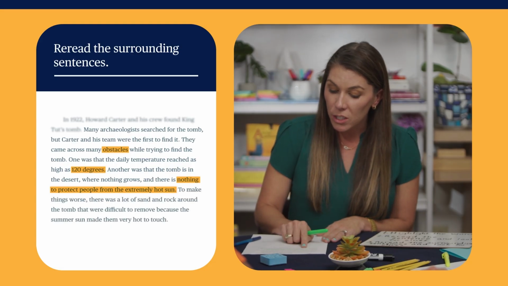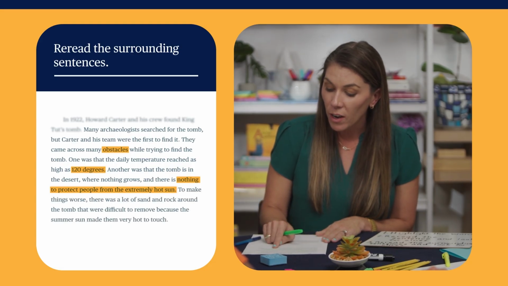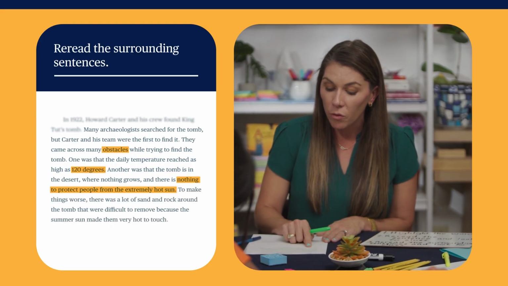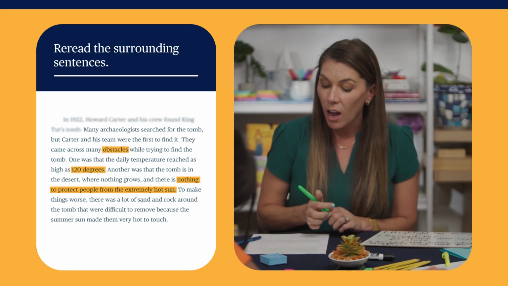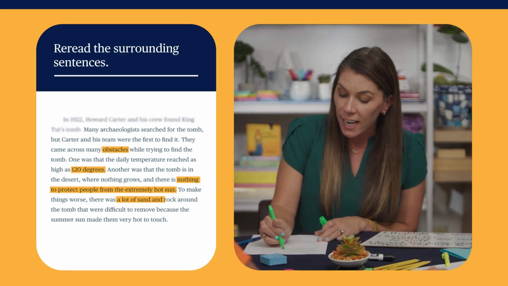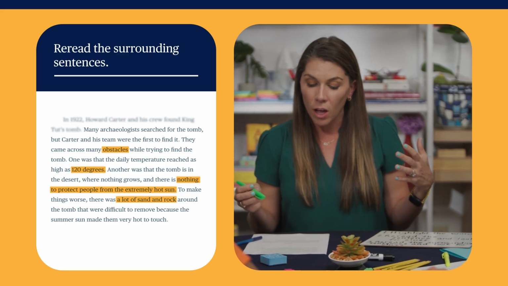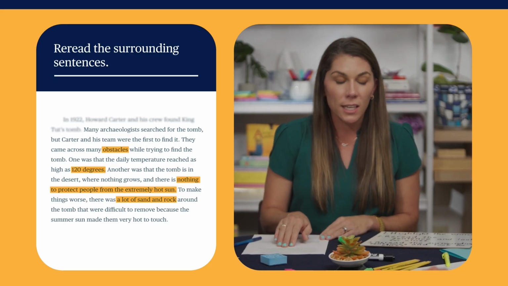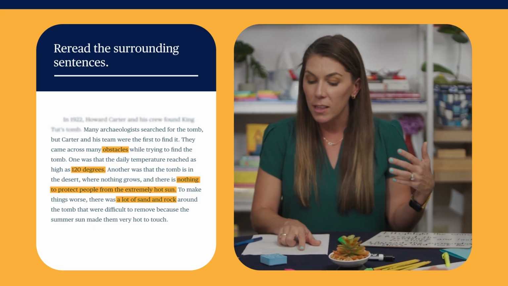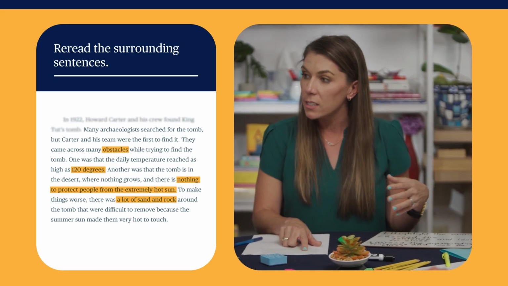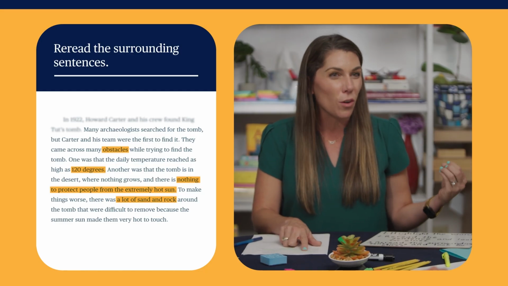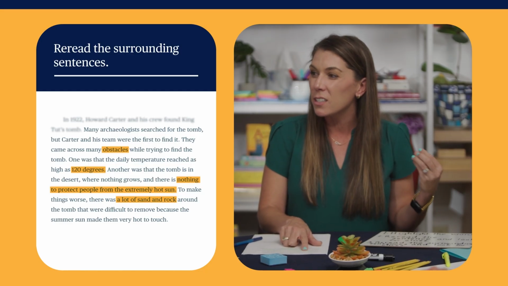To make things worse, there was a lot of sand and rock around the tomb that were difficult to remove because the summer sun made them very hot to touch. So a lot of sand and a lot of rock that they're going to have to climb on. So these clues in the surrounding sentences tell me that this word obstacles in this sentence probably means that something's very difficult. It's something that's making their job really tough to do, okay?